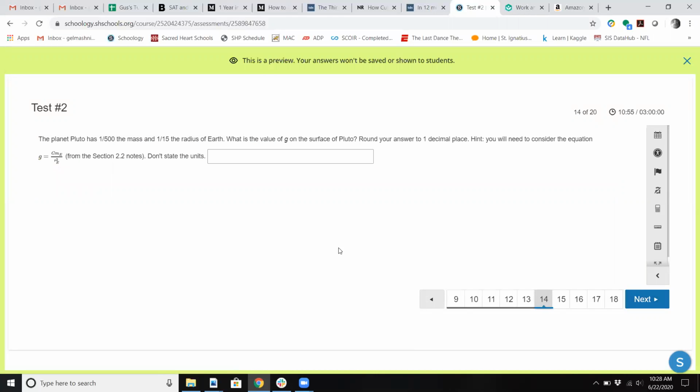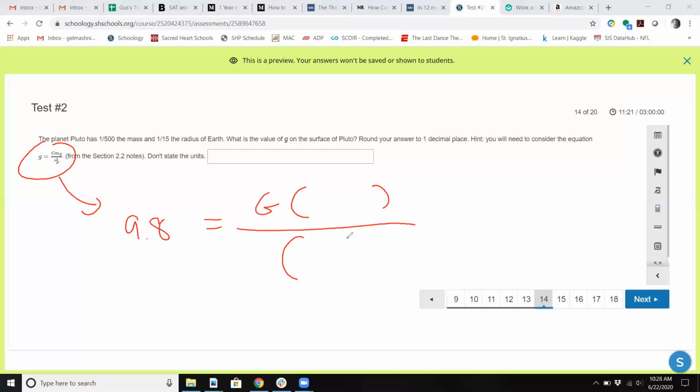This one was also a little tricky. So here's how you can approach this one. You're told that Pluto has 1/500th the mass of Earth and 1/15th the radius of Earth. Now you can look up the mass of Pluto and the radius of Pluto on Google. You totally can do that. But if you want to make this easy for yourself, realize that gravity for Earth is 9.8. Now what we're going to do is replace the mass of Earth with the mass of Pluto. So Pluto's mass, M P, is 1/500th M E.